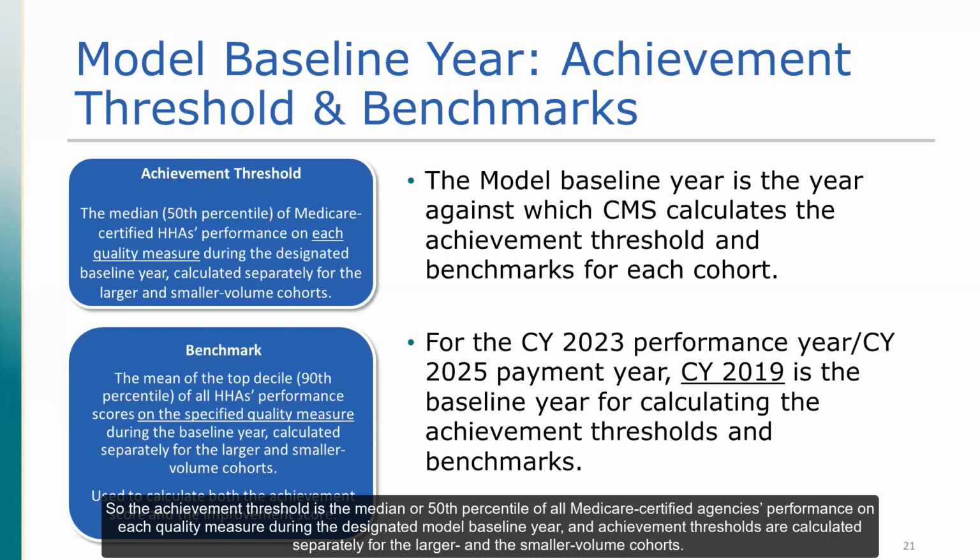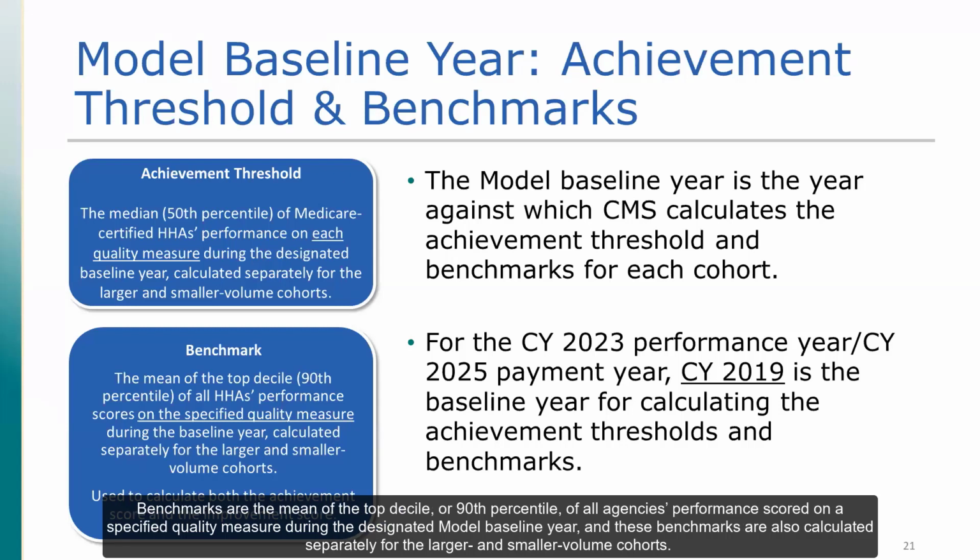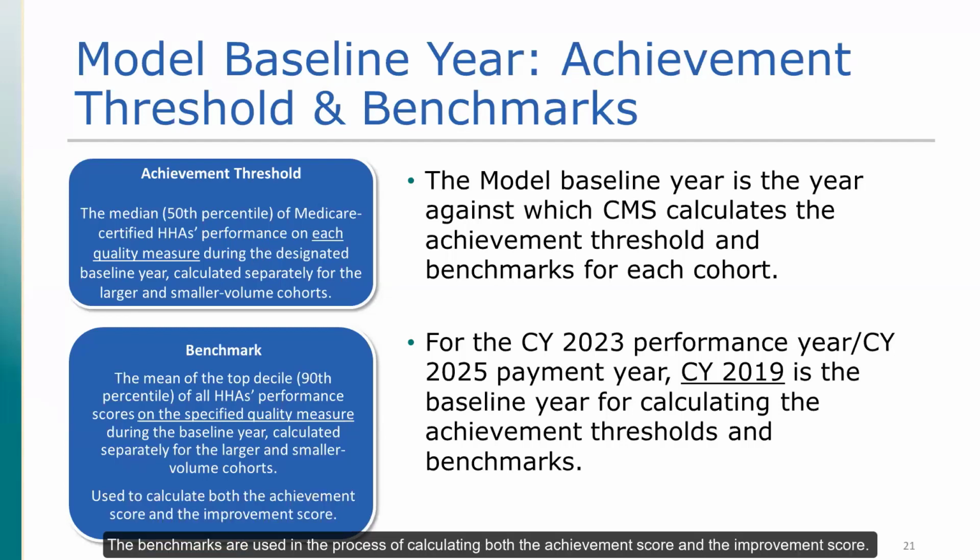So the achievement threshold is the median or 50th percentile of all Medicare certified agencies' performance on each quality measure during the designated model baseline year. And achievement thresholds are calculated separately for the larger and the smaller volume cohorts. Benchmarks are the mean of the top decile or 90th percentile of all agencies' performance scored on a specified quality measure during the designated model baseline year. And these benchmarks are also calculated separately for the larger and smaller volume cohorts. The benchmarks are used in the process of calculating both the achievement score and the improvement score.